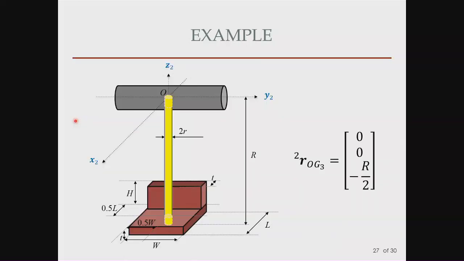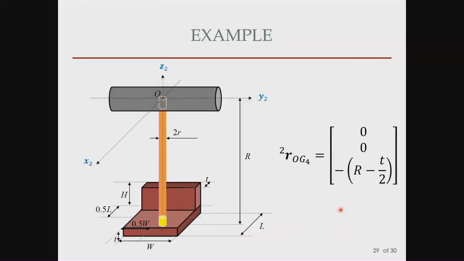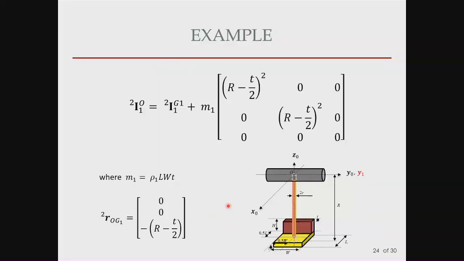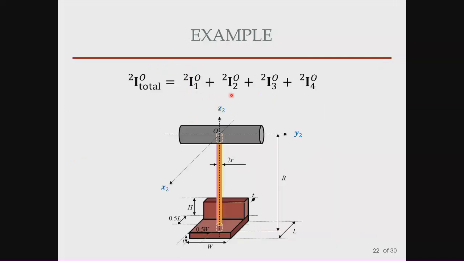Similarly, this is the distance vector for the cylinder, and similarly, this is for this little hole. The same thing. And here I'm using M4 as negative rho 1 times the volume of the hole. This would be my mass here. And now after all that, just go back here and sum all of these.